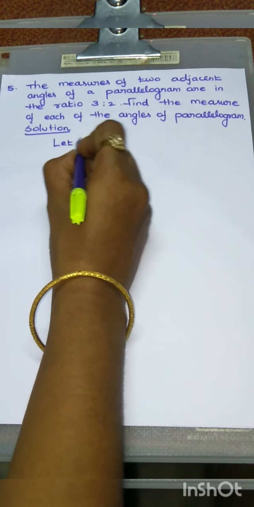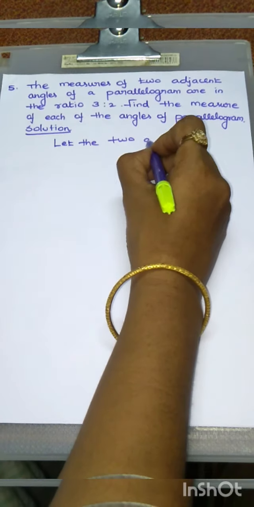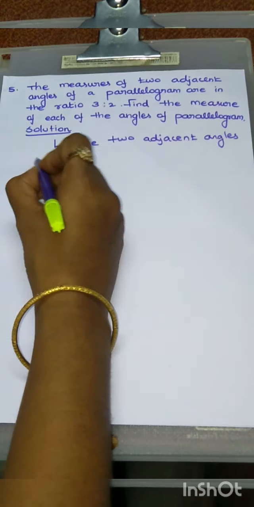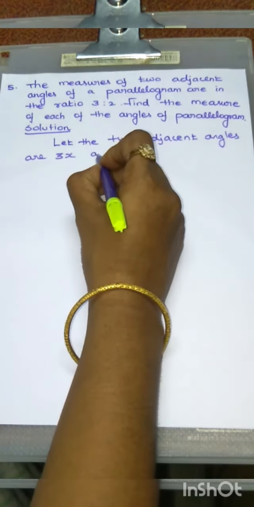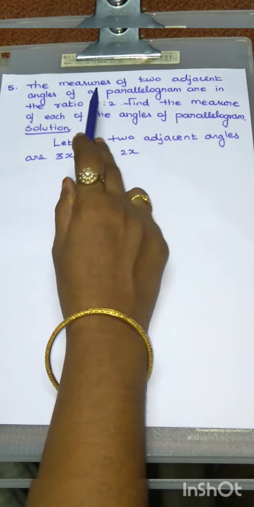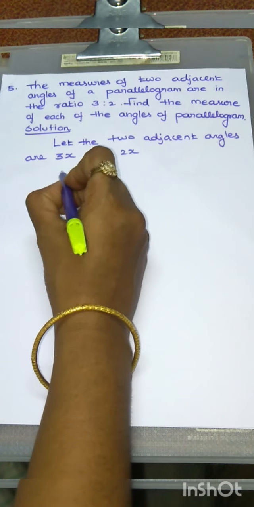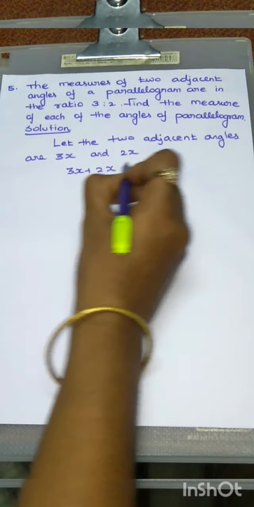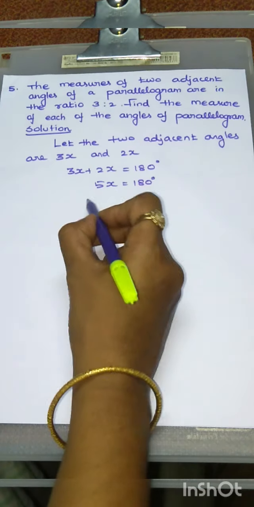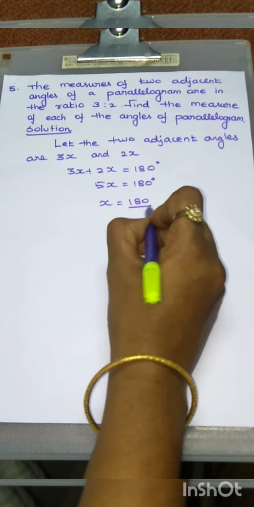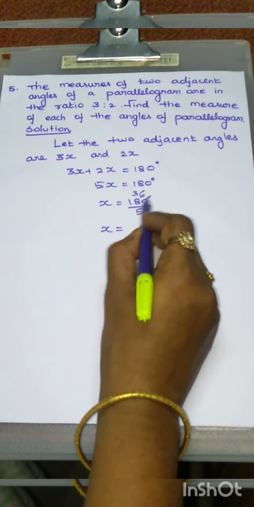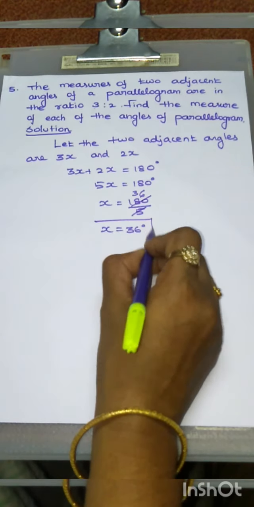Okay. So let the two adjacent angles be 3x and 2x. We have to take this value. First angle is 3x and second angle is 2x. We know the sum of any two adjacent angles is supplementary. So 3x plus 2x is equal to 180 degrees. So 5x is equal to 180 degrees. What about x? x is equal to 180 by 5. So x is equal to, 5 3s are 15, balance 3, 30, 5 6s are 30. So x is equal to 36 degrees.